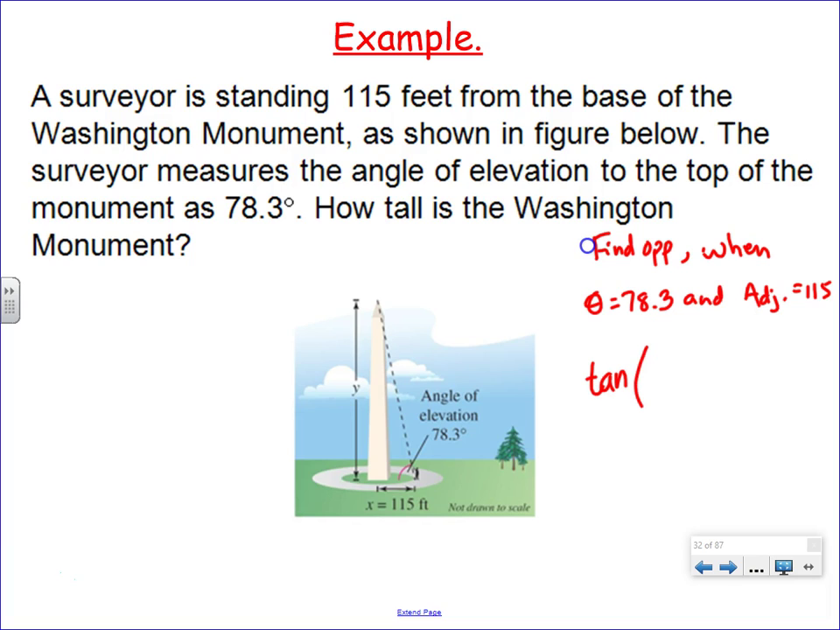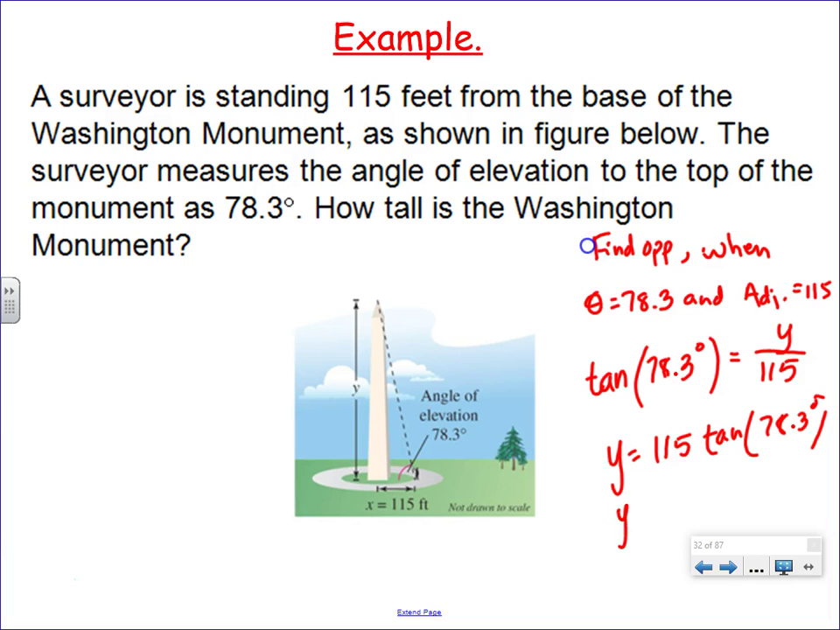Okay, so you guys use tangent. Tangent of what? And since it's in degrees, what mode? Degree mode. And I have equals. Careful. Opposite over adjacent. Opposite is y, over adjacent, 115. And then all we had to do was y equals 115 tangent of 78.3 degrees. What do you guys get? y approximately, because you're going to round, 555. Oh, it's a little bit bigger. That's tall. Is that the actual height?